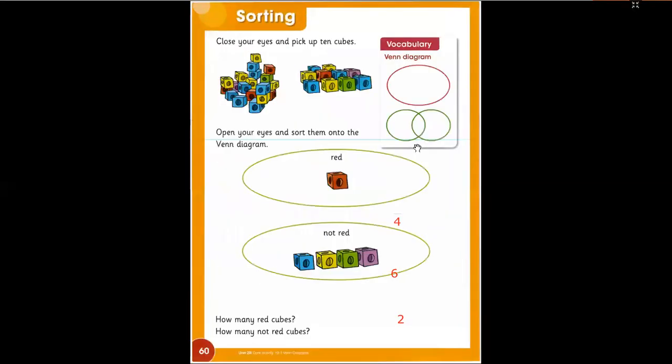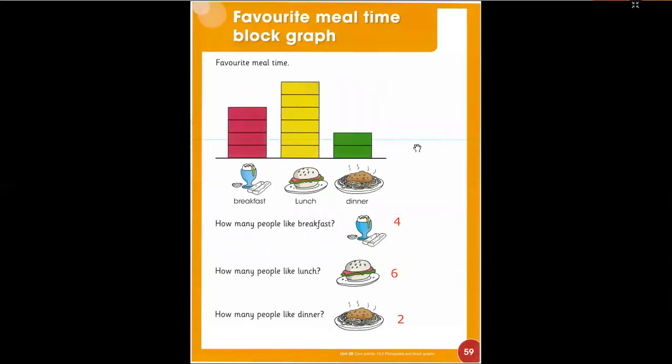Then we have studied in the last favorite meal time using a block graph. Why is it called a block graph? Because we use blocks in this graph. So here, four people like breakfast, five people like, six people like lunch, and two people like dinner. Means these are their favorite times of taking meals. Understood?